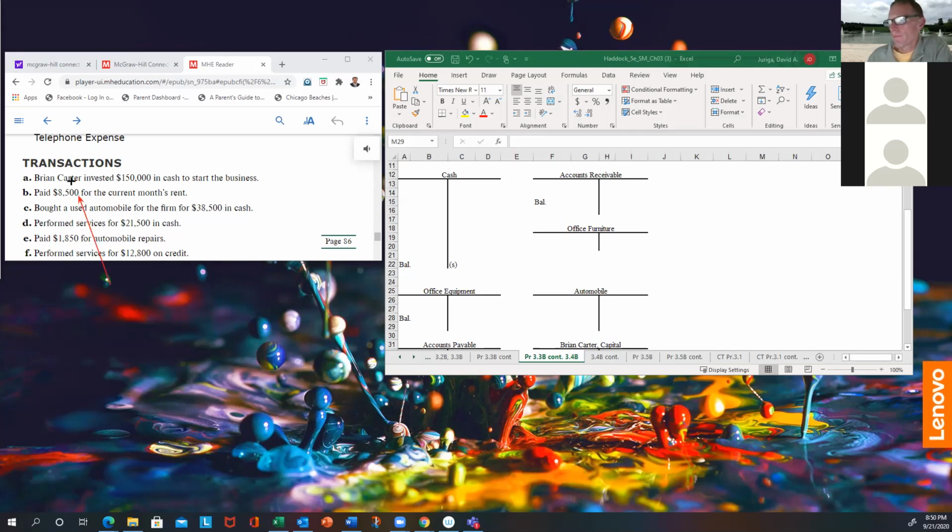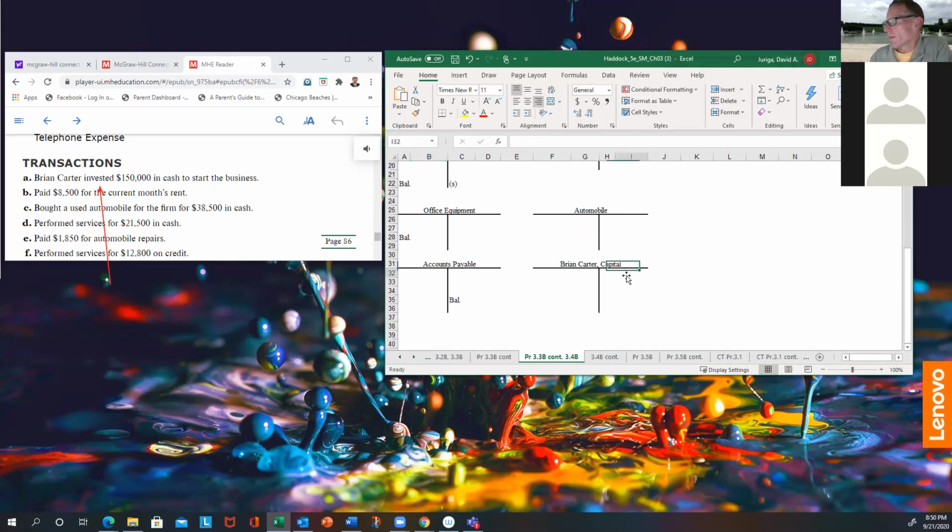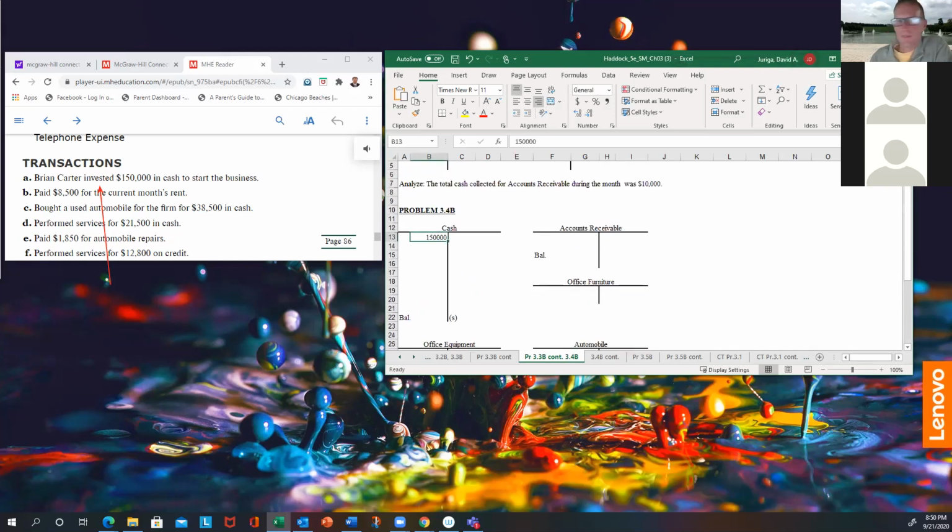Okay, so problem one, part A. Brian Carter invested $150,000 in cash to start the business. So you're thinking cash, and investment is, of course, going to be capital. When I go to cash, everybody should be thinking cash is going to be doing what? Increased or decreased? Increase. Increase means debit. So I debit cash 150. And then what account would I credit? Capital. So there's a 150 debit to cash, and then you have a 150 credit to capital.